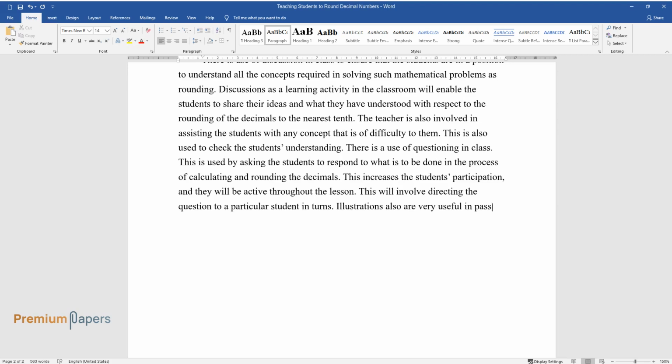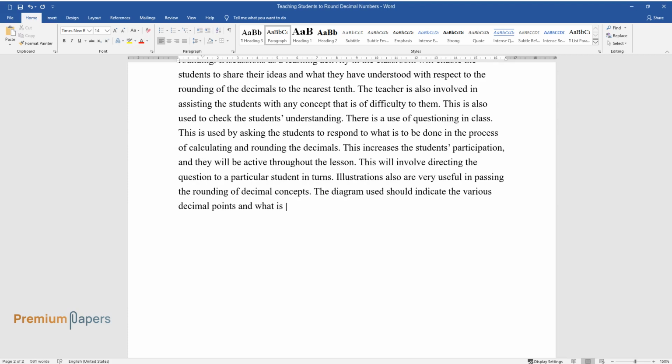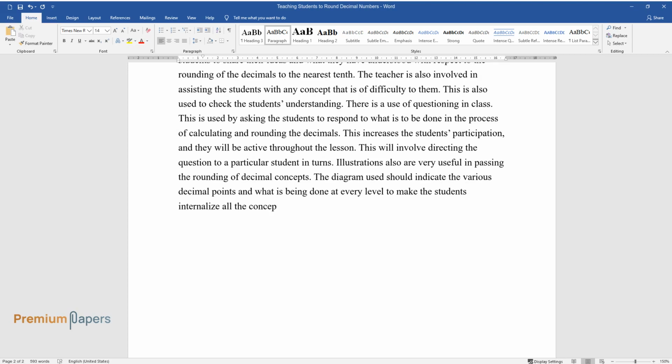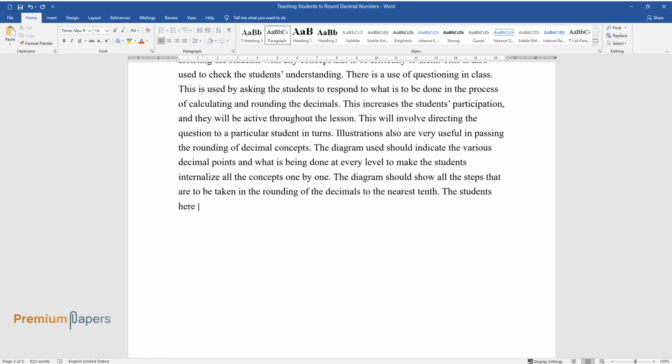Illustrations also are very useful in passing the rounding of decimal concepts. The diagram used should indicate the various decimal points and what is being done at every level to make the students internalize all the concepts one by one. The diagram should show all the steps that are to be taken in the rounding of the decimals to the nearest 10th. The students here will be involved in the completion of the steps in their books.